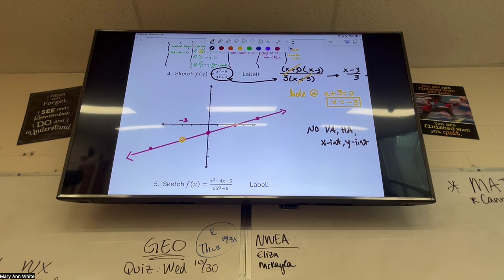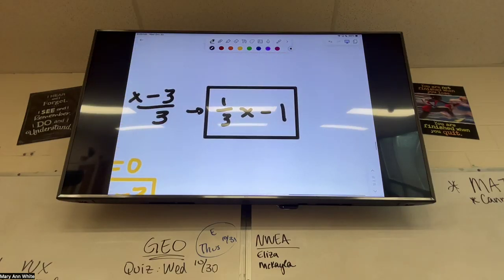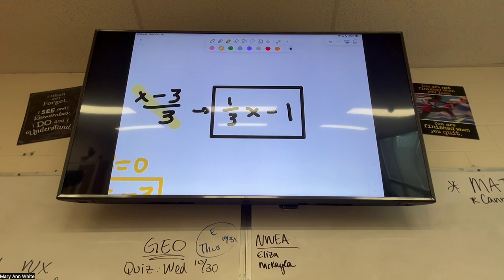Yeah, Joey. When you go from x minus 3 over 3 to get to 1/3 x minus 1? Good. I divided each one by 3. So x divided by 3 is the same thing as 1/3 x. And then negative 3 divided by 3 is negative 1.